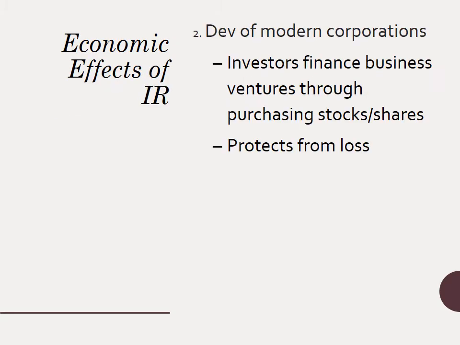The development of the modern corporation is also an economic effect of the Industrial Revolution. Now, the modern corporation, as we know it today, is one where any number of investors can finance a business venture through the purchase of stocks or shares. And this kind of organization came about during the Industrial Revolution to protect individual investors in the event that the venture went wrong. If it went bankrupt, one person wouldn't lose all their money, but it would also reward them financially if the company did well. So this is kind of spreading out the risk a little bit.